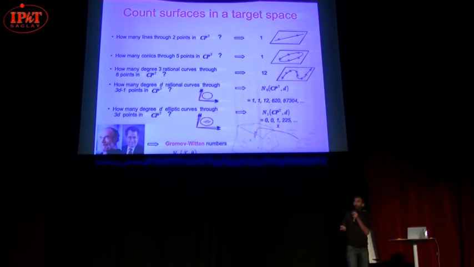These are called the Gromov-Witten numbers. And these are examples of the simplest string theories, which are topological string theories. So in how many ways can you embed a Riemann surface of a certain genus and a certain number of marked points into a target space? Here CP2. So I just give you the answer. This is again given by topological recursion.